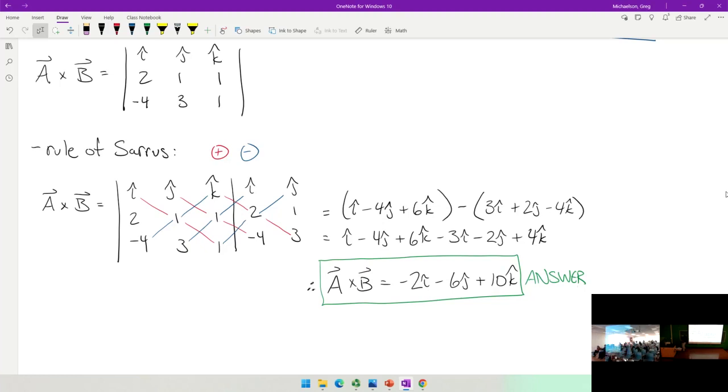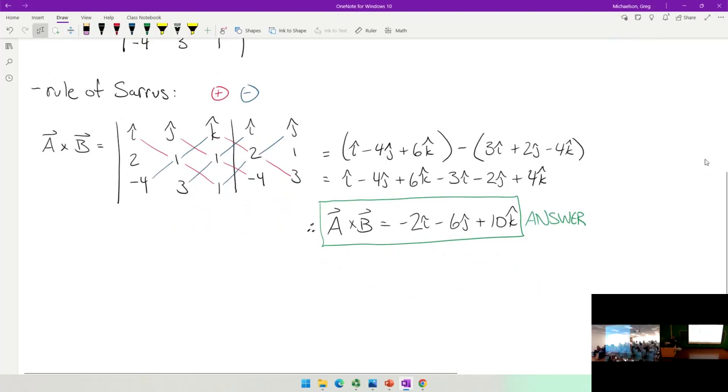Okay. Now let's do it the other way. The other way is what's called cofactor expansion. Okay? And so both of these methods are sort of graphical, visual processes. Okay? So cofactor expansion.